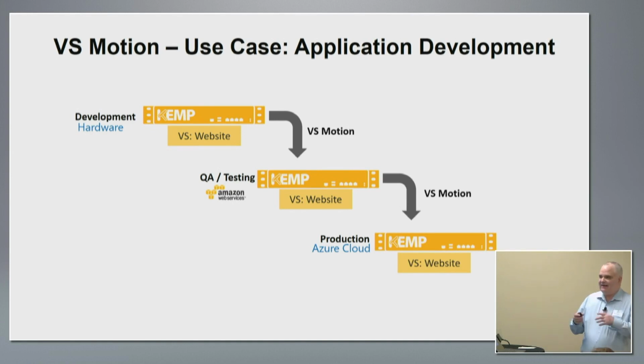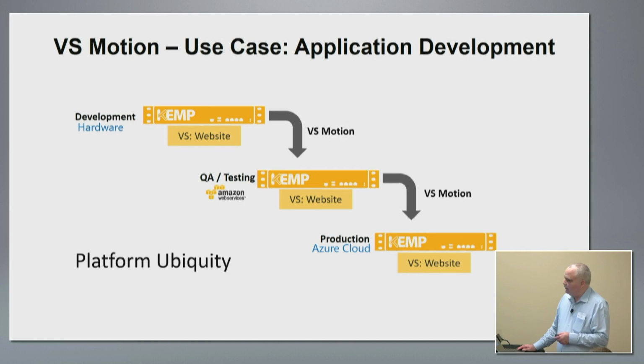Remember that a VS is literally hundreds of pieces of human configured information. Trying to replicate that successfully twice is an opportunity to induce error. So what we've done here is made this a single button capability. And we can do that because we have this platform ubiquity. Because a VS definition in Azure Cloud looks exactly the same as the VS definition in hardware.